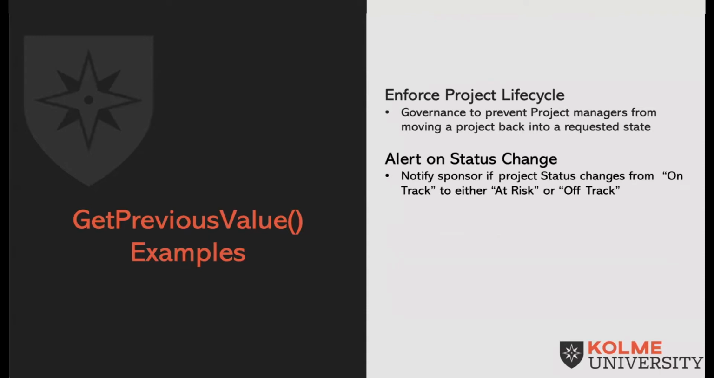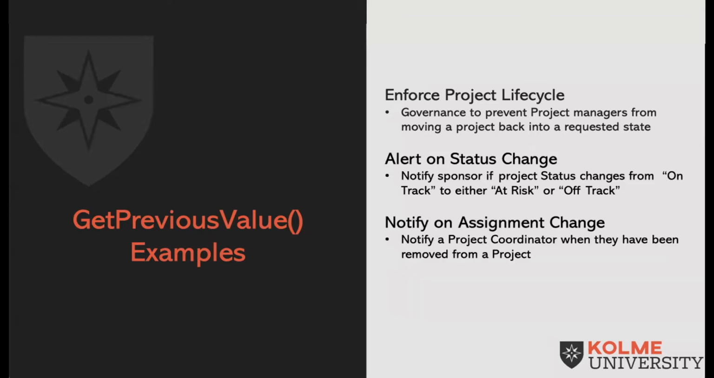Next, we'll look at how you can alert on a status change. Project sponsors often need to know the moment a project shifts from on track to at risk. We'll review this using a workflow rule. And lastly, we have notify on assignment change. Project assignments sometimes change mid-project, so our last example will be a workflow rule to notify a project manager when their project coordinator changes.